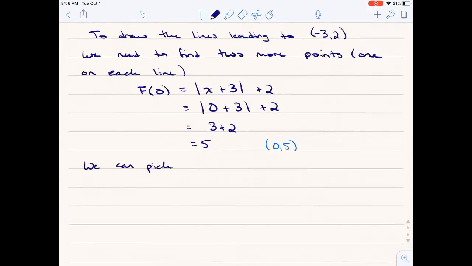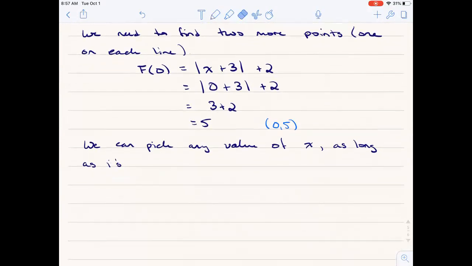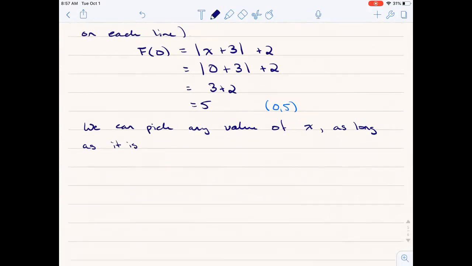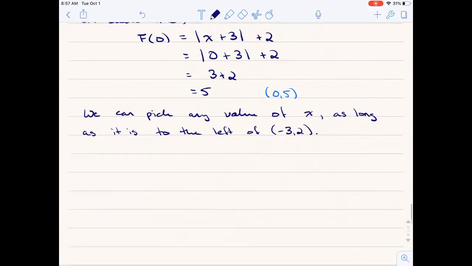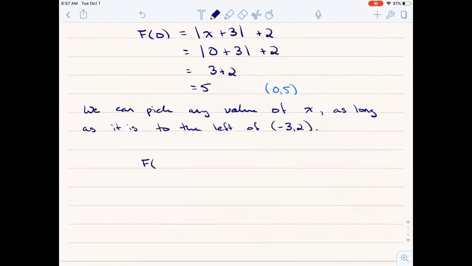We can pick any value of x as long as it shouldn't contradict what we have, to the left of negative 3. So let's find f at negative 4.